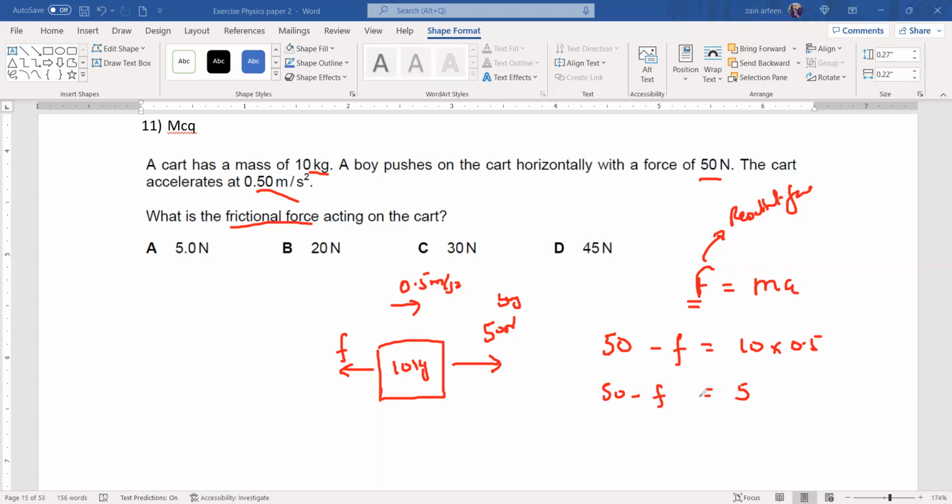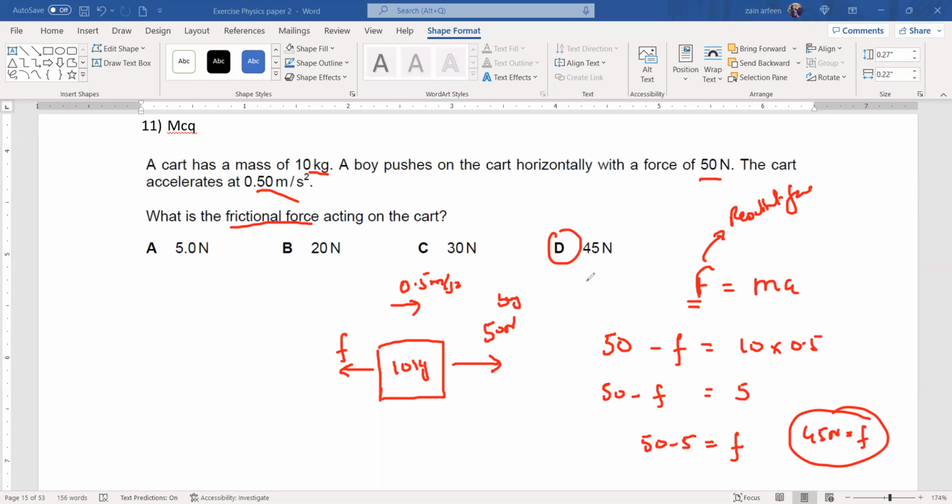We need friction. So this 5 will move to the other side and friction towards the right because it is negative here. So it will be 50 minus 5 is equal to friction. So 50 minus 5, so 45 Newton is the frictional force. That's why D is the right answer.